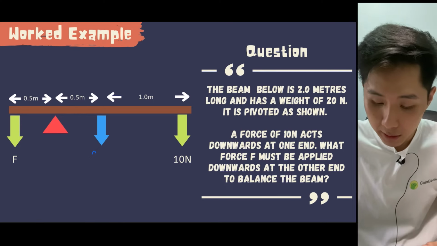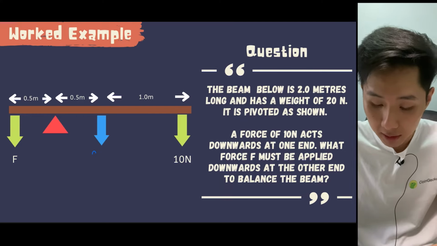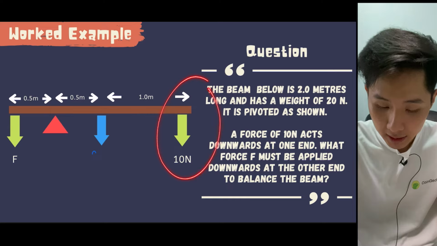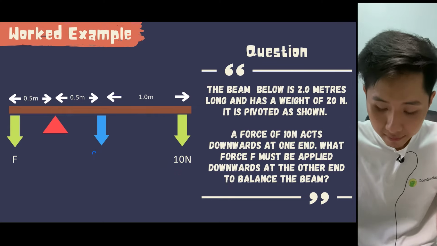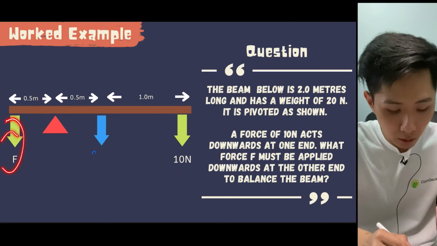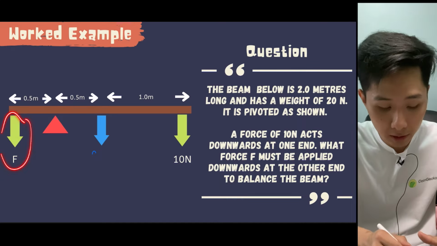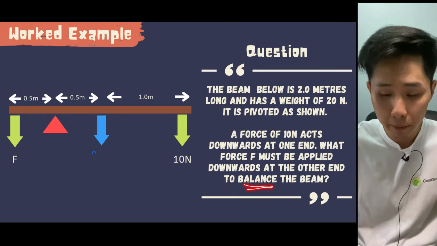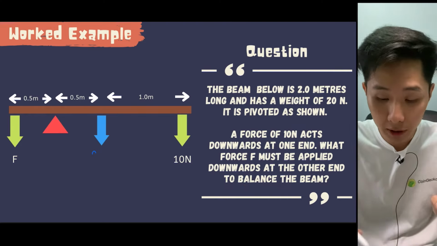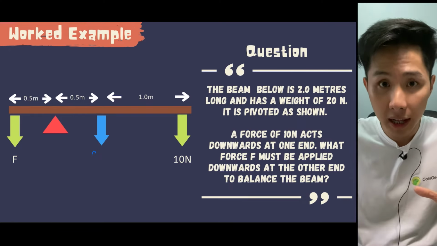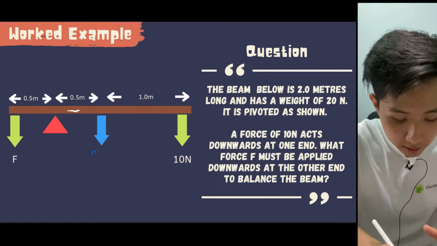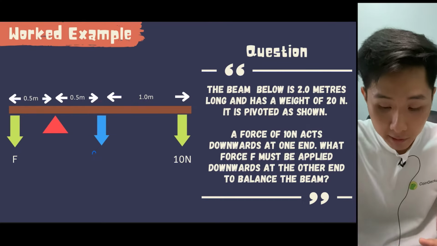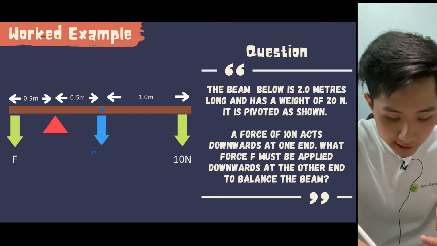The beam below is 2 meters long and has a weight of 20 Newton, and it is pivoted as shown. A force of 10 Newton here acted on the right. What they're asking is, what should the force on the left be in order to have equilibrium, balance. One side note for this type of question is that you need to remember that the rod here is also exerting a moment, specifically at the center of the rod. So this is the center.